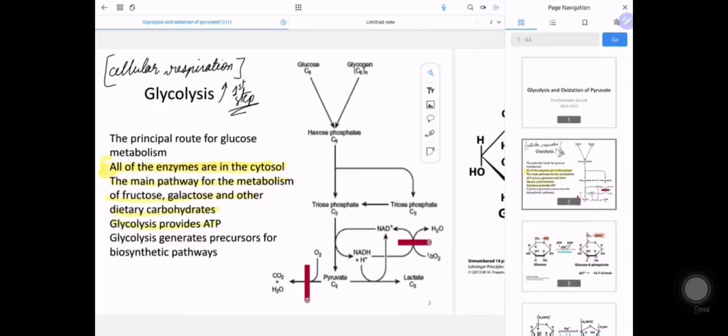So basically, what is glycolysis? Now, if we want to break this word down, it's glucose, and lysis is breaking down. So it's the breaking down of glucose.